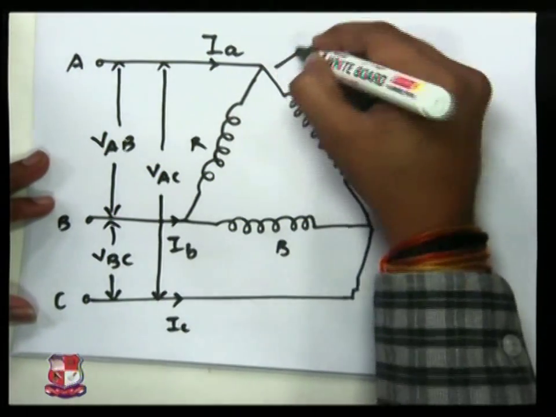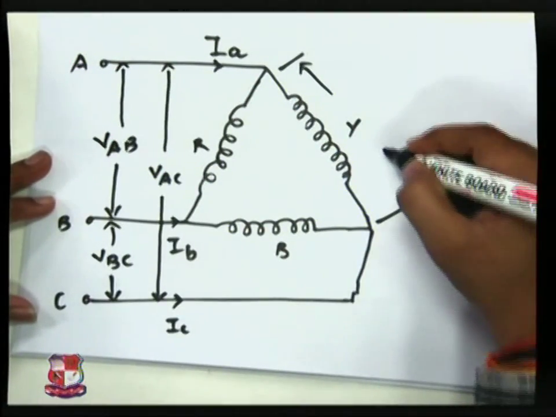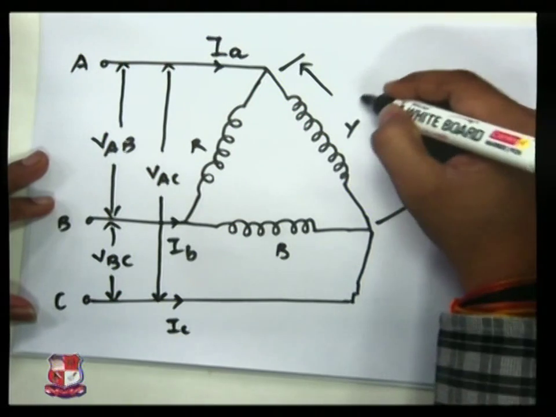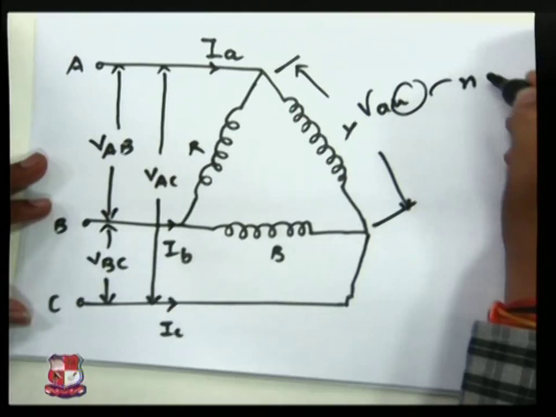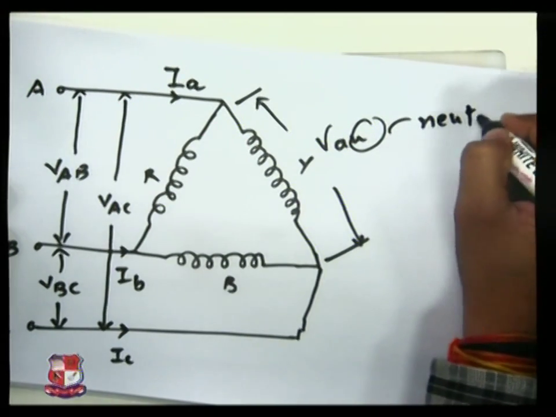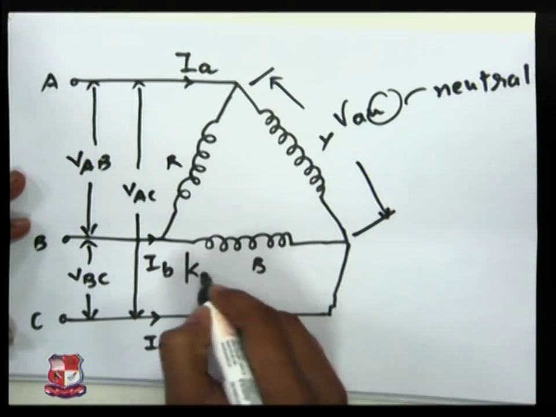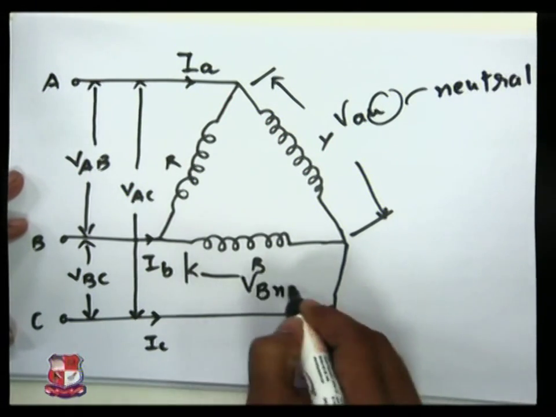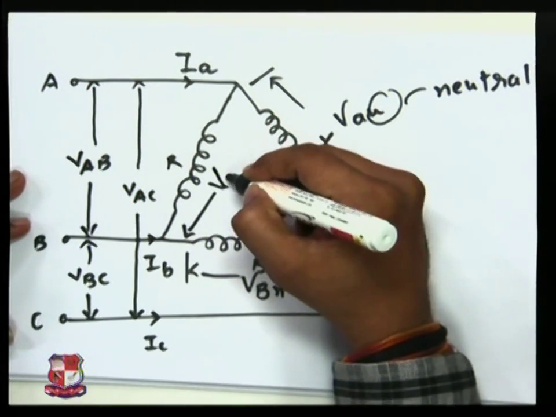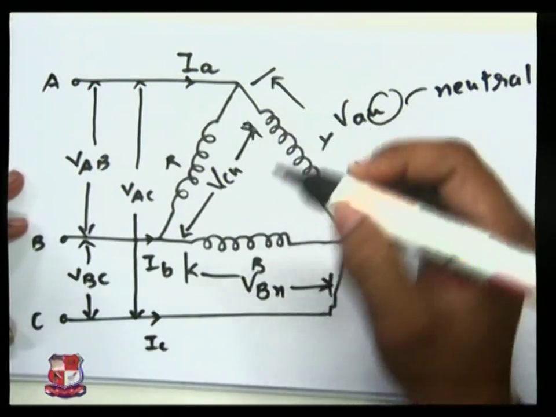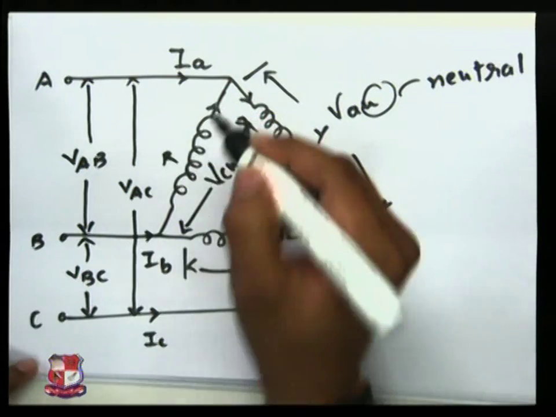and the voltage across any one phase is known as the phase voltage, that is like VAN. If you are talking about it, N is the neutral. The same thing here, VBN, and the same thing here, that is VCN, and the current passing through that phase is known as the phase current.